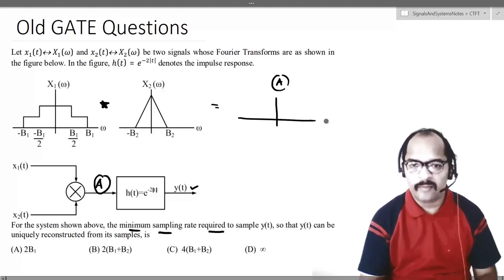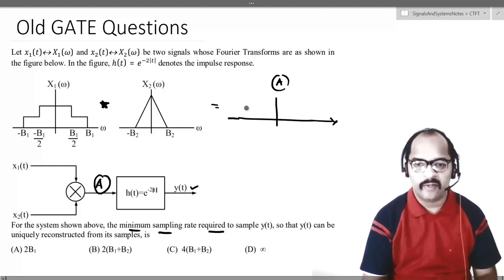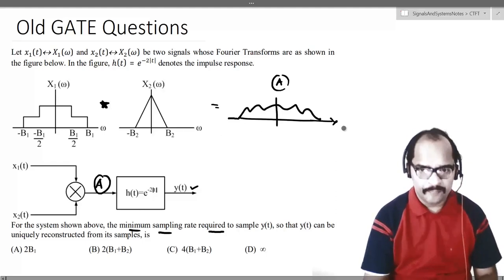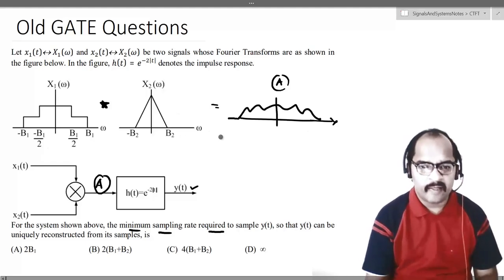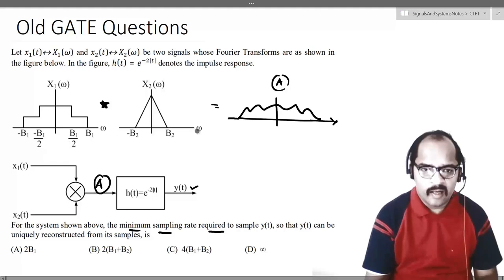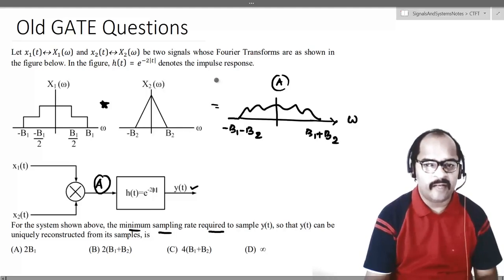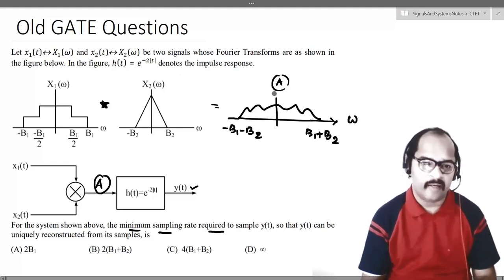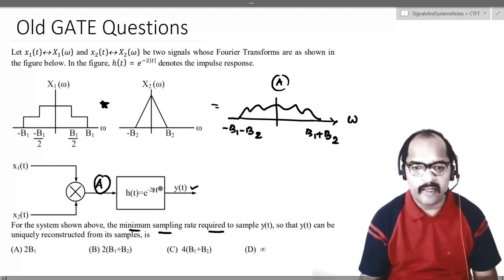So how does the plot look? After convolution, these two will have some funny shape, but where does that shape exist from and to? That shape exists from minus b1 minus b2 to b1 plus b2. Amplitude we are not concerned with because we are talking about sampling rate, so whatever the amplitude may be, it doesn't matter. So the Fourier transform at a will look like this, and that is passed through an LTI system with impulse response h of t.